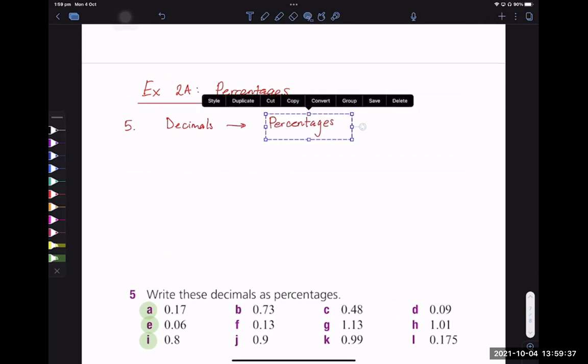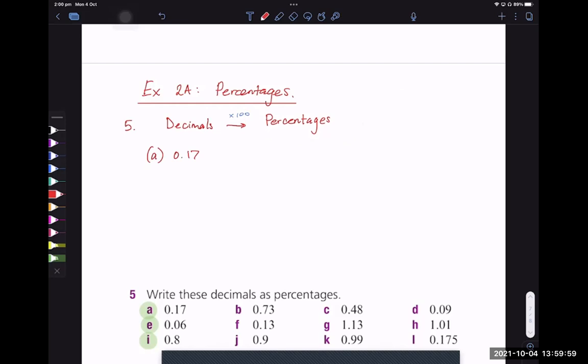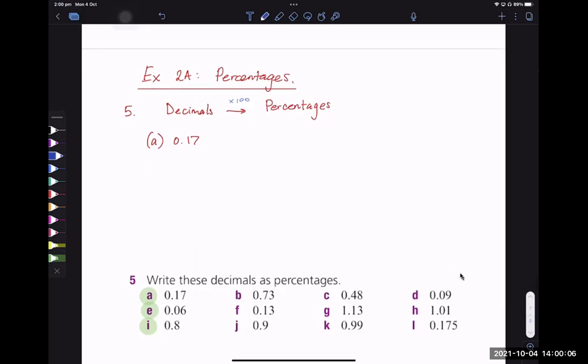And the same rule applies. Fractions and decimals are similar. If you change it to a percentage, all you have to do is multiply it by 100. Now, it might be even easier here because you'll start to notice a pattern. 0.17. Let's go to the calculator for a second. So we've got 0.17. If I want to change that to a percentage, all I have to do is multiply it by 100.